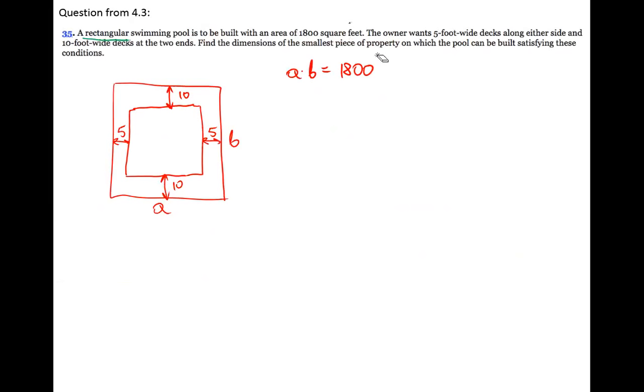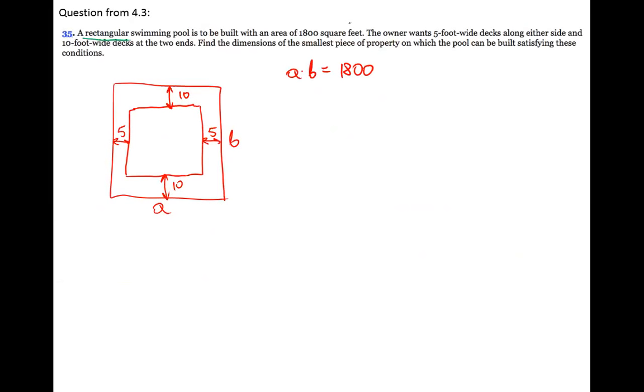Find the dimensions of the smallest piece, because that means we have to maximize. Do we have to maximize this swimming pool? Find the dimensions of the smallest piece of property. Okay, no, we have to minimize. I'm just confused with the question. Maybe you can help me. I was looking at this question before. Find the dimensions of the smallest piece of the property on which the pool can be built.